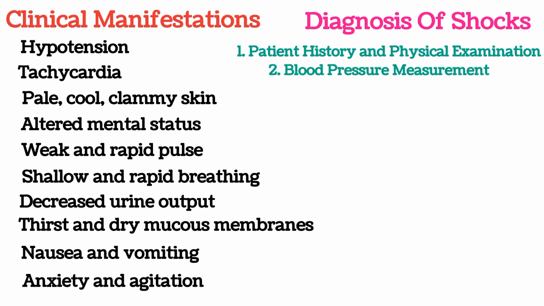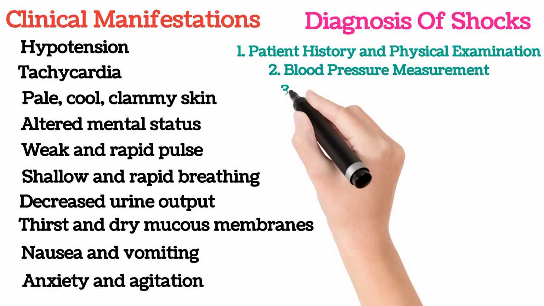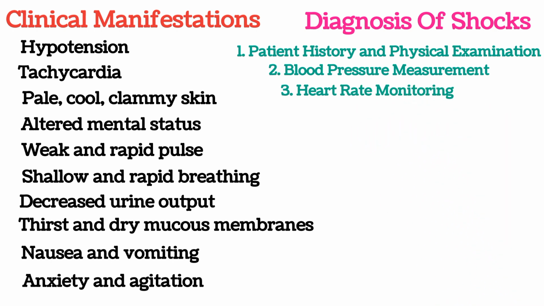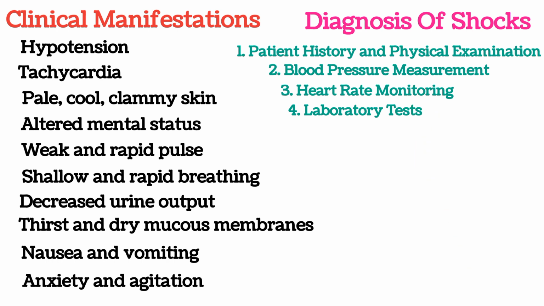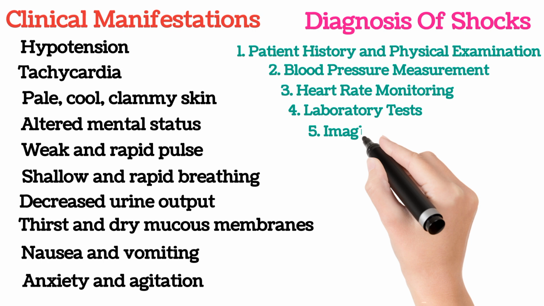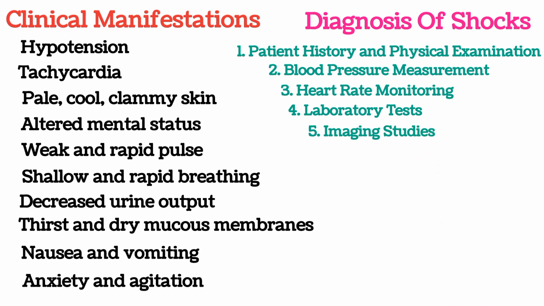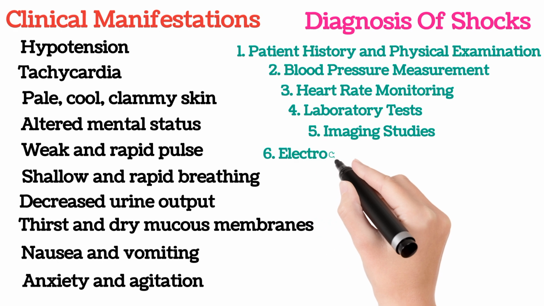2. Blood pressure measurement. Monitoring blood pressure is essential to identify hypotension, a common characteristic of shock. 3. Heart rate monitoring. Evaluating the pulse rate to identify tachycardia, which is often present in response to decreased perfusion. 4. Laboratory tests. Blood tests, including complete blood count, CBC, electrolyte levels, and blood gases, help assess organ function and identify potential causes. 5. Imaging studies. Chest X-rays or other imaging studies may be performed to identify underlying causes, such as pulmonary issues or cardiac abnormalities.